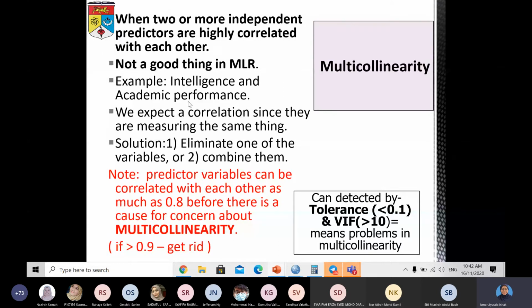Okay, alright. So to look at the multicollinearity in SPSS, you can detect it by tolerance and VIF. If tolerance is less than 0.1 or VIF is more than 10, that means there are problems in multicollinearity. Okay, so no problem. You click, and you can get the result of this multicollinearity.